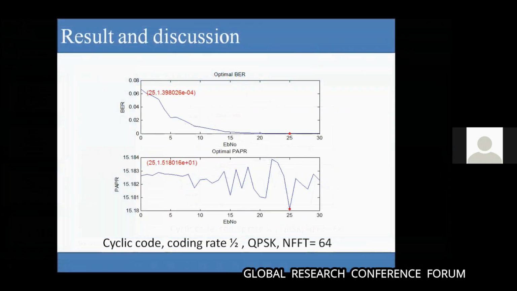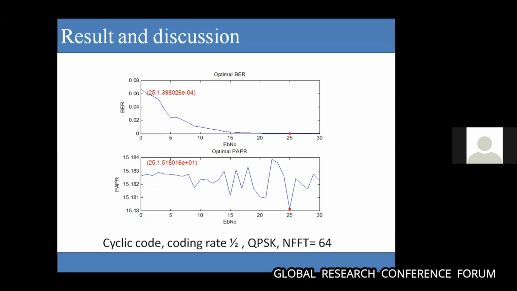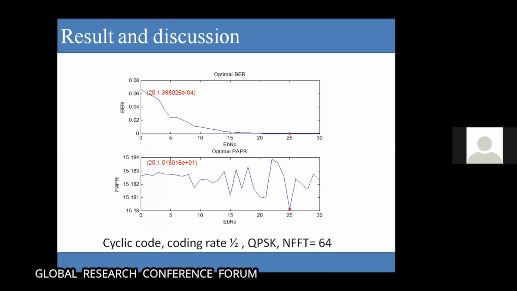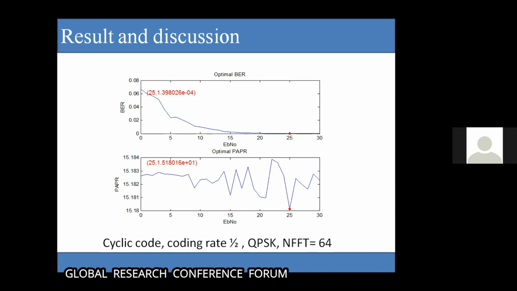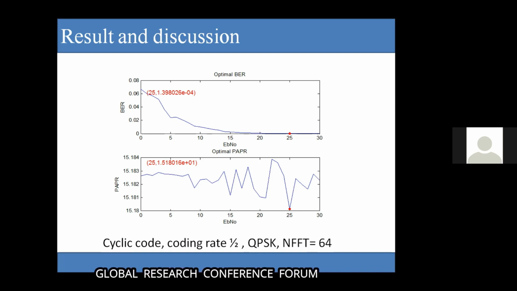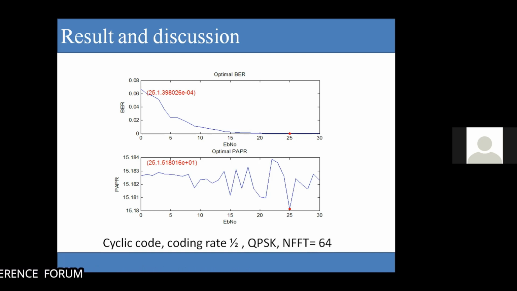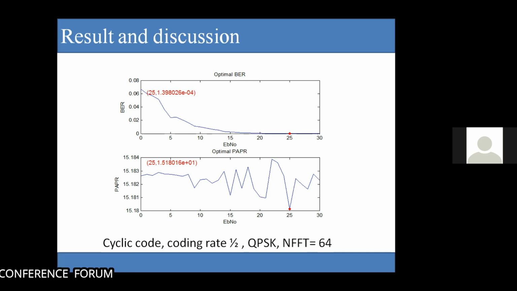Here, in this case, I used the cyclic code with coding rate 1/2, QPSK modulation, and the number of subcarriers equal to 64. When you observe the optimal BER graph, the BER decreases as you increase Eb/N0. Similarly, in the optimal PAPR graph, the PAPR is random here. Both are minimum at 25. When the Eb/N0 value is equal to 25, at that time we are getting the minimum PAPR as well as the BER.